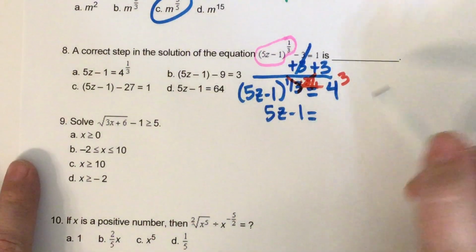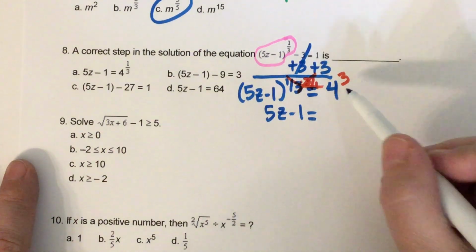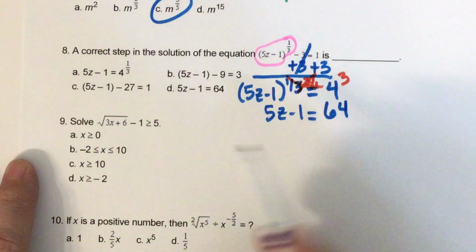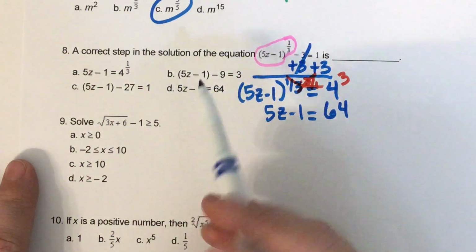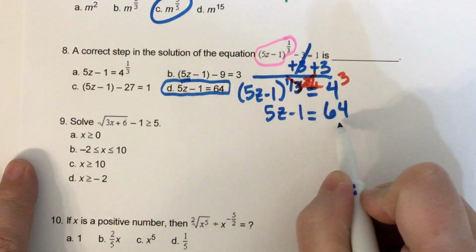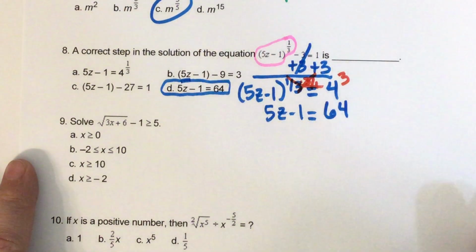And on the right side, you're left with 4 to the 3rd power. 4 times 4 times 4, which is 64. And looky look, that's answer choice D. From here, it's easy to solve. You would add 1 and then divide by 5.